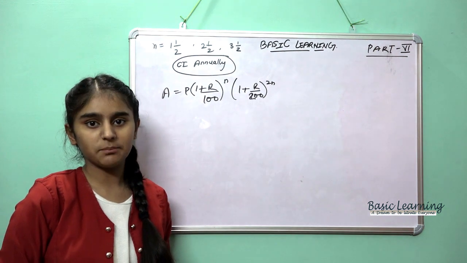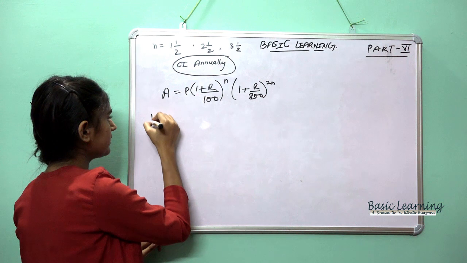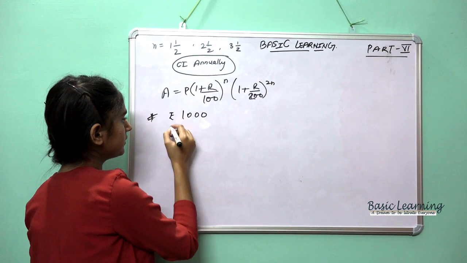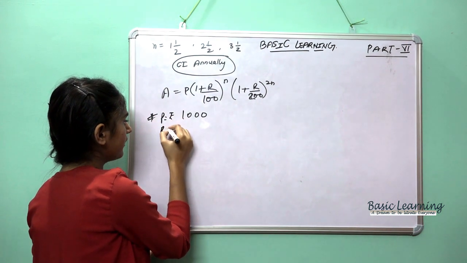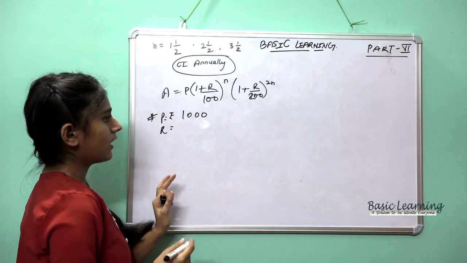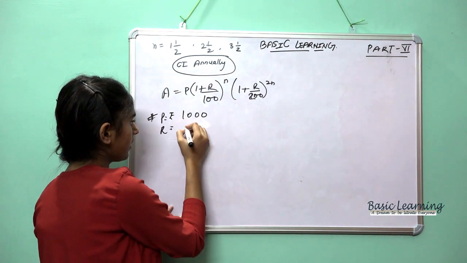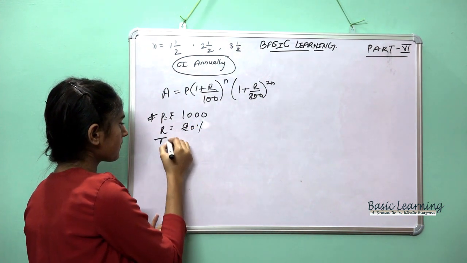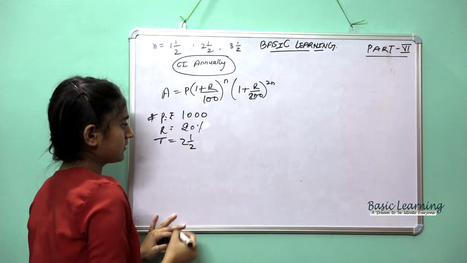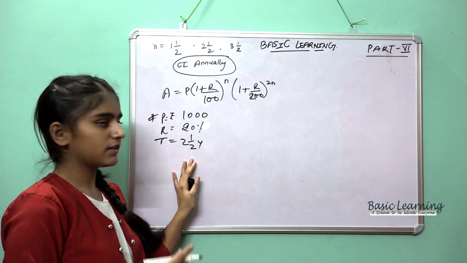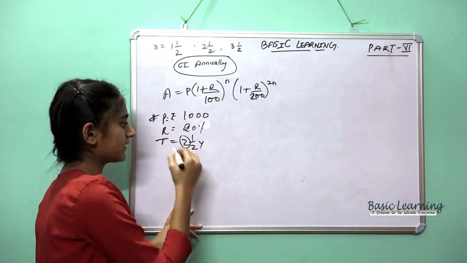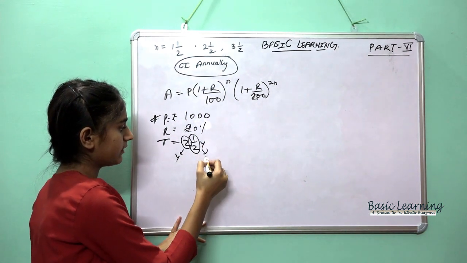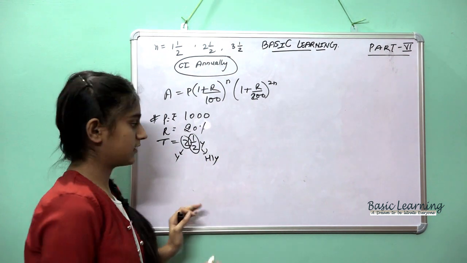Now I will take another example. Suppose the principal is rupees 1000 and the rate is given, you can take 20%, and the time duration is given to you as 2.5 years. So 2.5 years, I told you previously that this part will be calculated separately and this part will be calculated separately. This part will be for the yearly basis and this part will be for the half yearly basis. So let's further solve it.